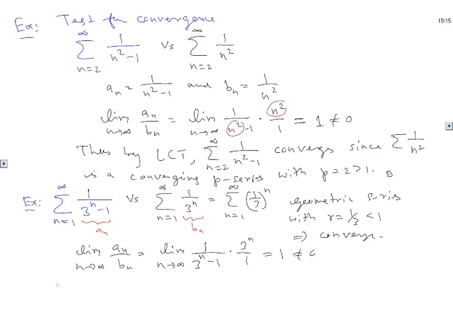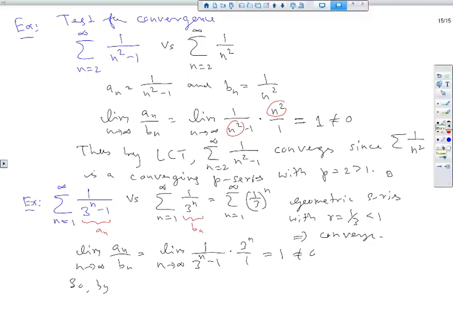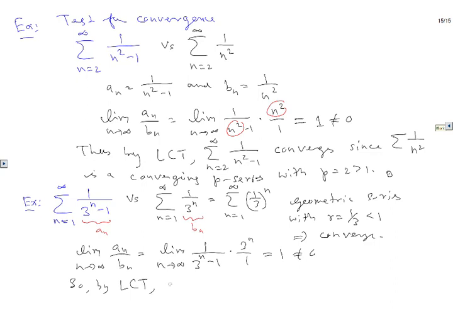So by the limit comparison test, the series sum from n equals 1 to infinity of 1 over 3n minus 1 converges, because the other one converges. Okay, so let's look at one more example.